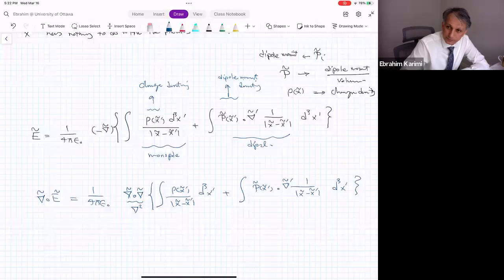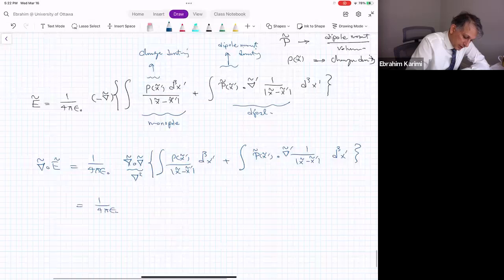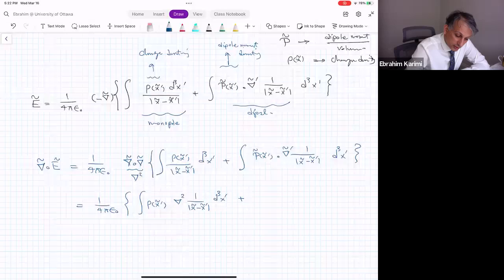So it will be one divided by 4 pi epsilon 0. The Laplacian will not act on rho of x prime. It will act on one divided by the magnitude of x minus x prime. So that will be the integral of rho of x prime times the Laplacian of one divided by the magnitude of x minus x prime, d3x prime, plus the second term. Also, the Laplacian will not act on p of x prime and nabla prime. It acts only on the other term. So it will be the integral of p of x prime dot gradient of the Laplacian of one divided by the magnitude of x minus x prime.